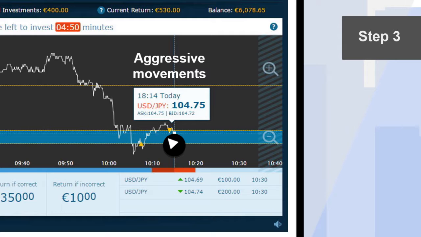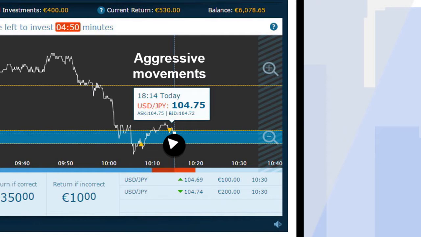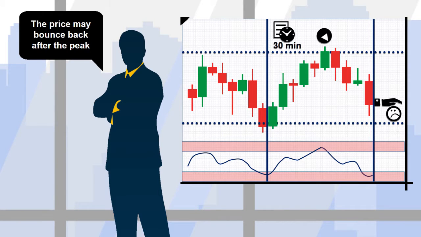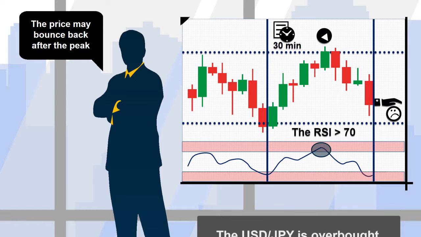Unfortunately, you find the price movement more aggressive than you expected. Remember, all this is occurring within the 30 minutes expiry period of your call option. The fear here is that the price might peak within this time frame and then bounce back, resulting in your call option expiring out of the money. If the RSI shows a reading of 70 and above, this means the US dollar Japanese yen is now overbought and the price will likely reverse its course.